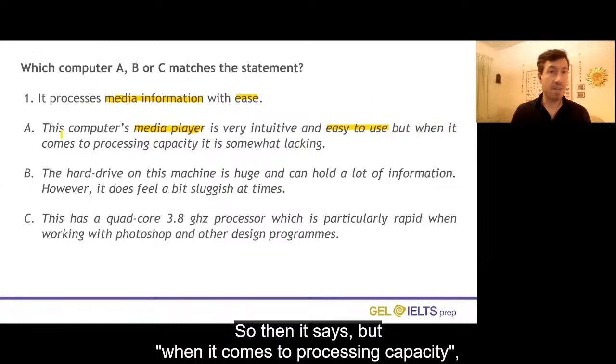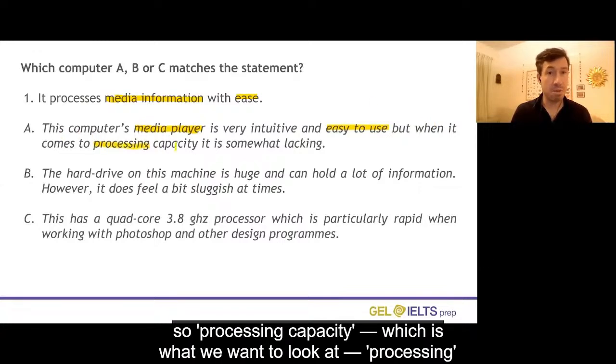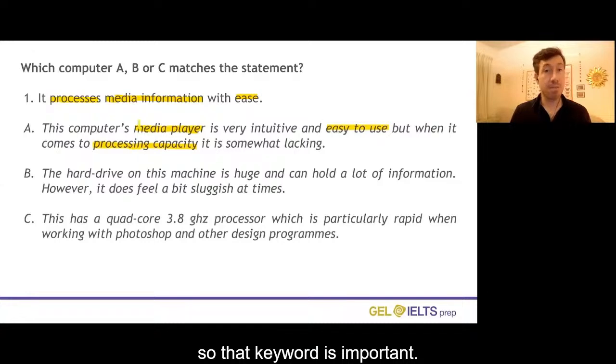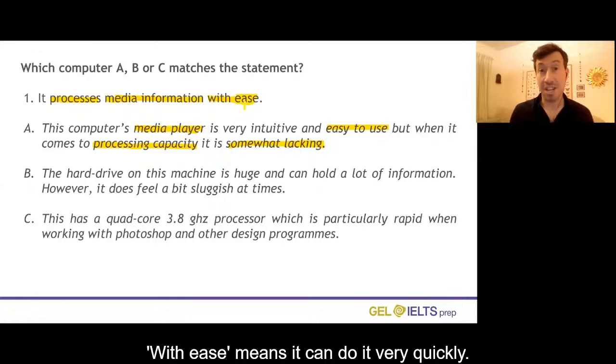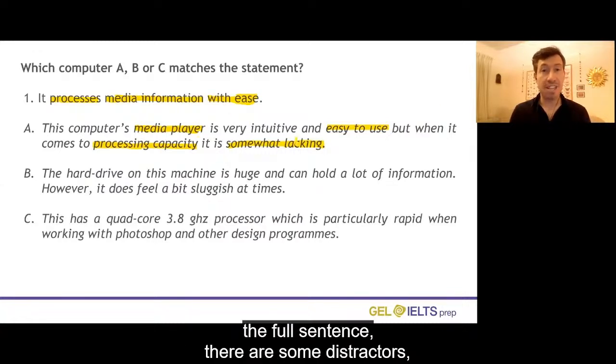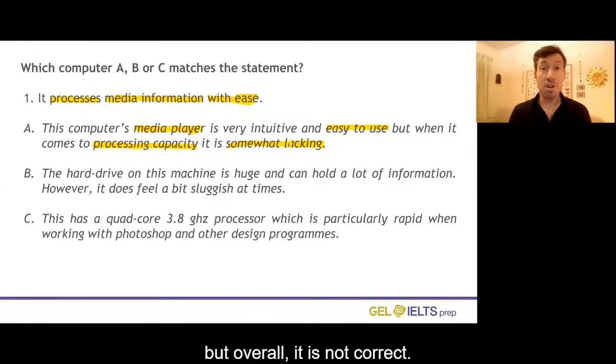So then it says, but when it comes to processing capacity, which is what we want to look at, processing, so that keyword is important, it is somewhat lacking. So lacking and with ease, lacking means it's very slow. With ease means it can do it very quickly. So we can see here that if we read the full sentence, there are some distractors, but overall it is not correct.